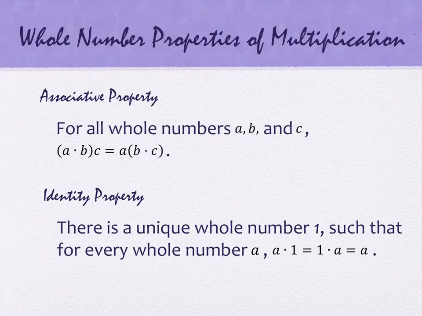We have the associative property, and the associative property says that you can switch the order of the parentheses. So A times B in parentheses times C is the same thing as A times the parentheses of B times C, whatever it says on the slide. That's the one I'm going with. All right? A times B times C.